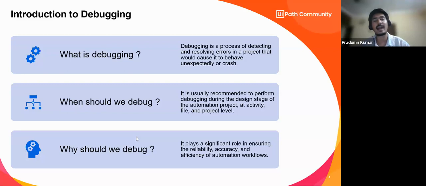It's not just that you press the debug button on the whole project and see everything went fine, like in just one happy path, and then you are done saying that you successfully debugged. No, that's not it. At each activity level, each container level, project level, everywhere you should test. And how do we do that? Through UiPath, we'll learn next.